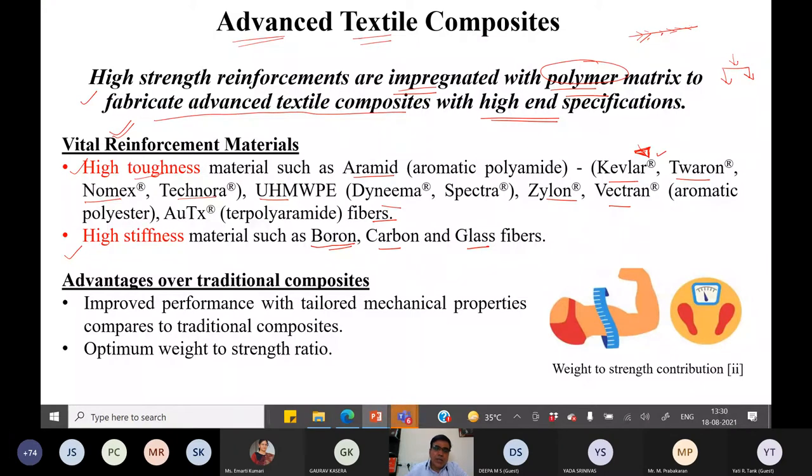Now the advantage: if you look at advanced textile composites, which are being developed and money is being made by these vendors extensively, they have improved performance with tailored mechanical properties. This is very important. You can tailor these mechanical properties, that means you can identify where the property is. For example, look at a pen, or a sports racket, tennis or badminton. We got a badminton medal this time in the Olympics. Look at modern day badminton rackets: how much force they bear and how lightweight they are. Likewise, you need to identify tailored properties and an optimum weight to strength ratio. For that, these advanced textile composites are very handy.